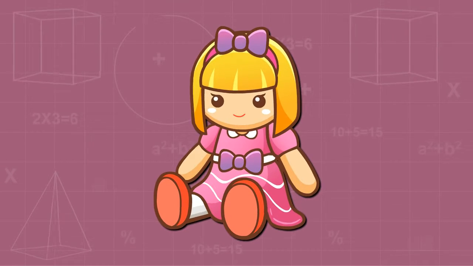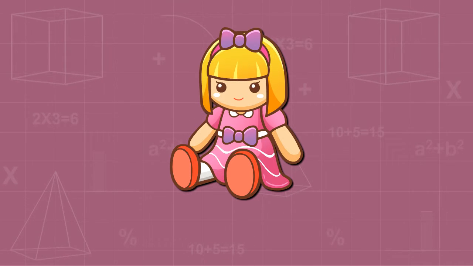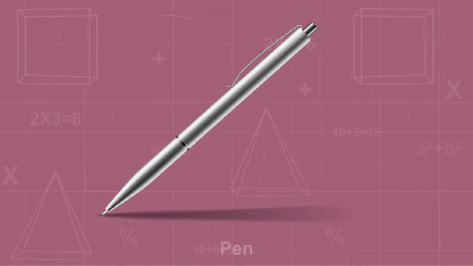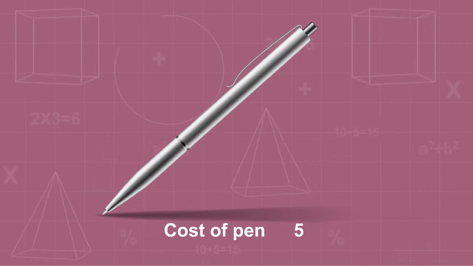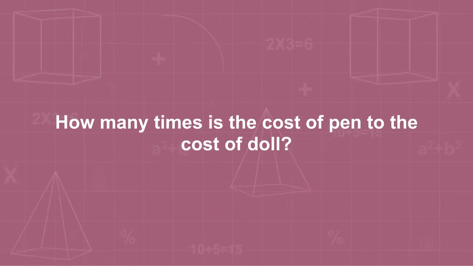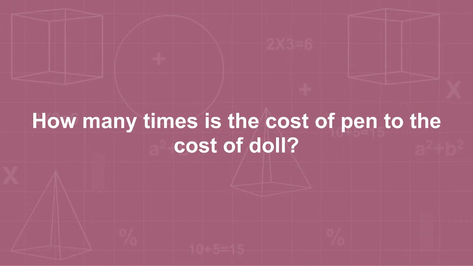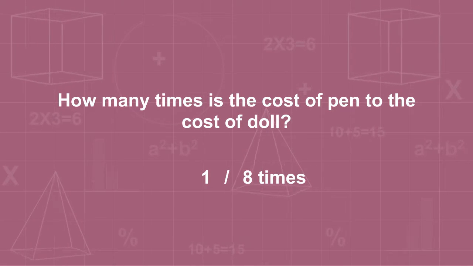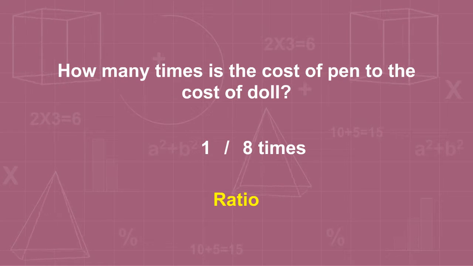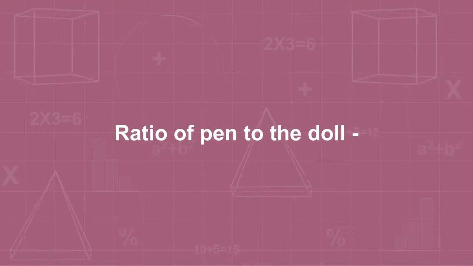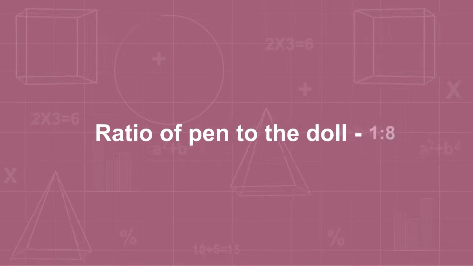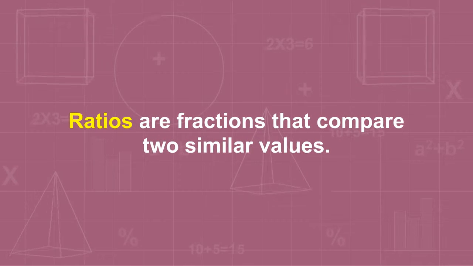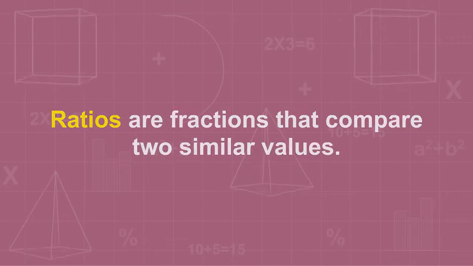Rita, tell me what is the cost of your doll? It was 40 rupees, Grandpa. And what is the cost of your pen, Varun? 5 rupees, Grandpa. How many times is the cost of the pen to the cost of doll? It is 1/8 times, and this comparison is known as ratio. Ratio of pen to the doll will be written as 1:8. We say that ratios are fractions that compare two similar values.